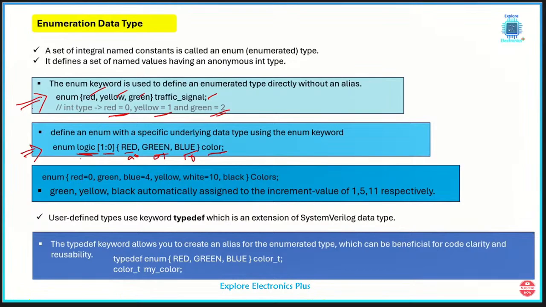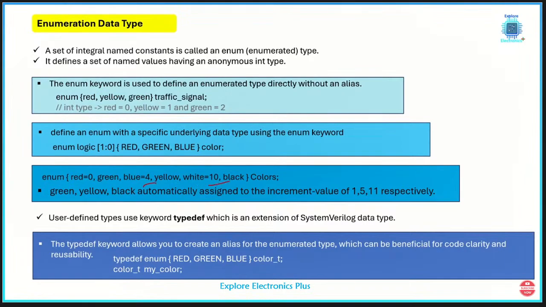Now, we can also assign user defined values over here. Red can be 0. Green is not assigned, so green will automatically increment to 1. Blue is assigned with 4. Yellow is the next variable, so it will automatically take 5. White is 10. Black will take 11. By default, it will start with 0 like this, or else for a particular variable, if you want to assign an integer value, we can assign like this.